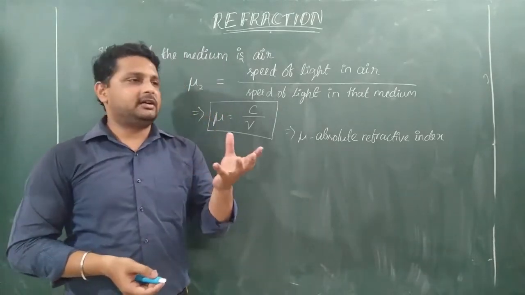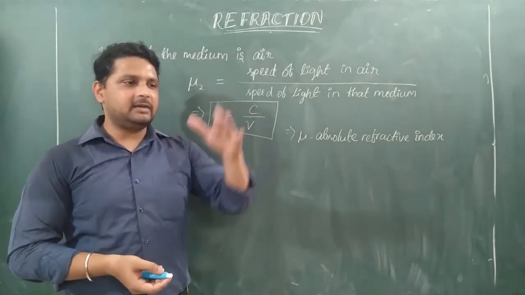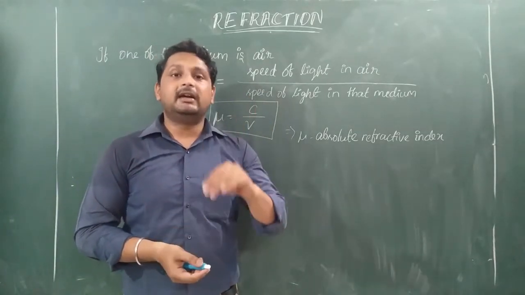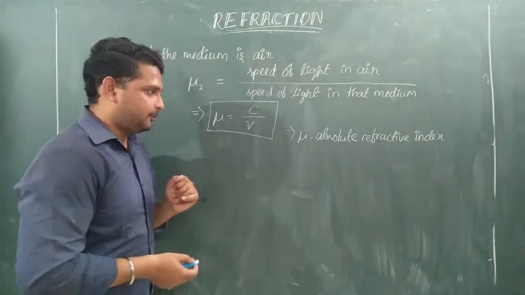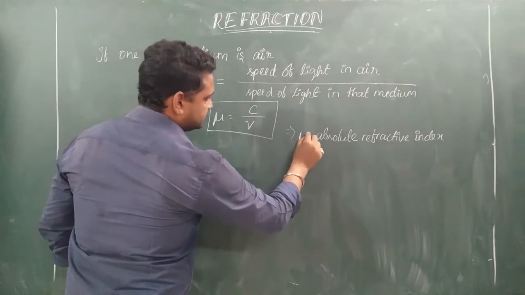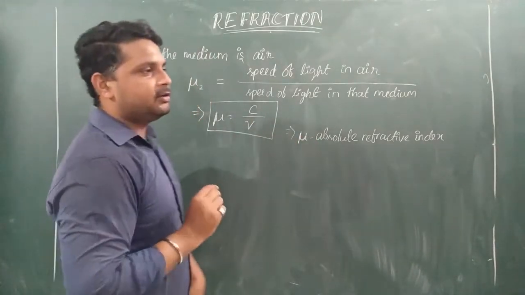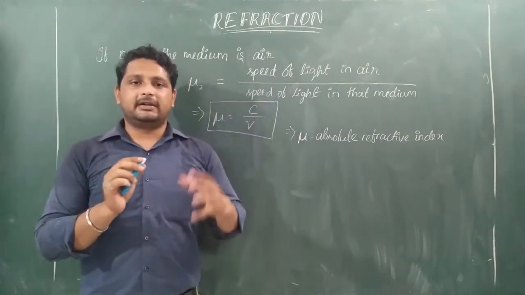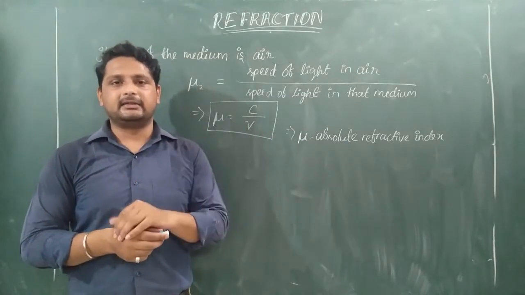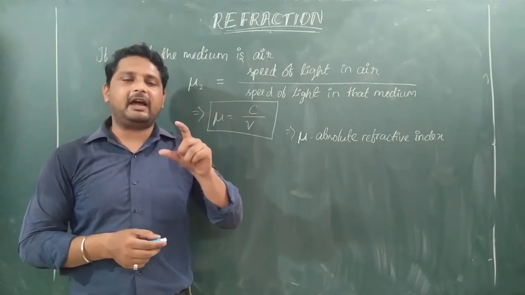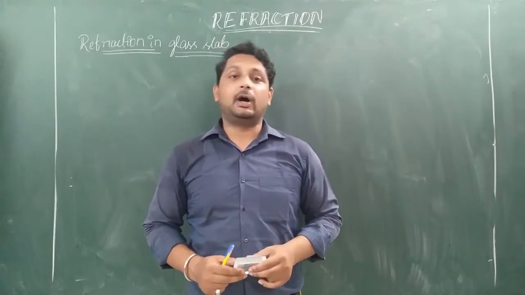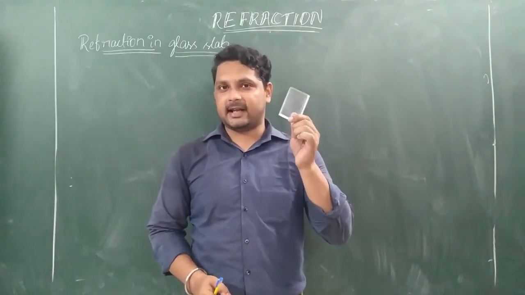In your book, a table is given. In that table, refractive indices of various substances are mentioned. Have a look at that. So far we studied refraction and how it happens. Now let us look at another object: refraction in a glass slab. So now we are going to study how refraction occurs in a glass slab.